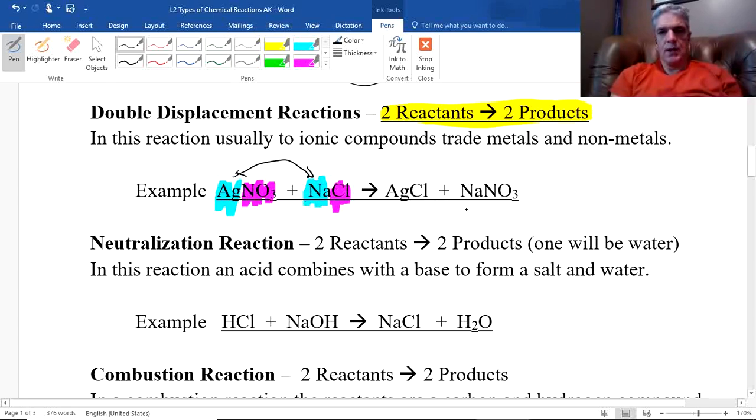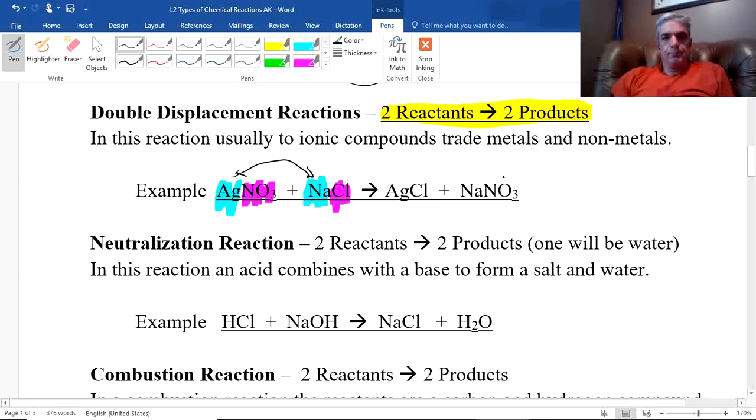So they basically traded partners is essentially what's happened. I mean, that's maybe the easiest way to think of it, is you have two couples showing up, and they trade partners, okay? And in a sense, that's what's happening here. Silver had nitrate, now silver has chlorine. Sodium had chlorine, sodium now has nitrate, okay?